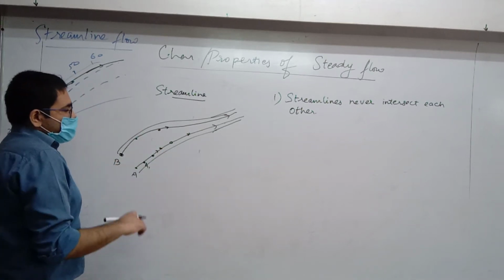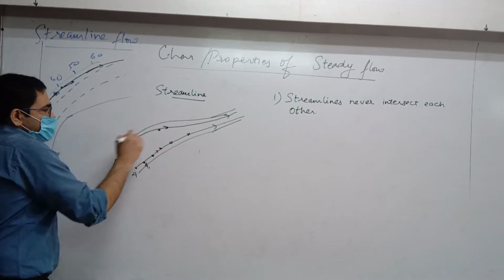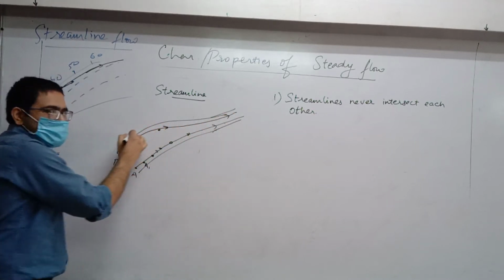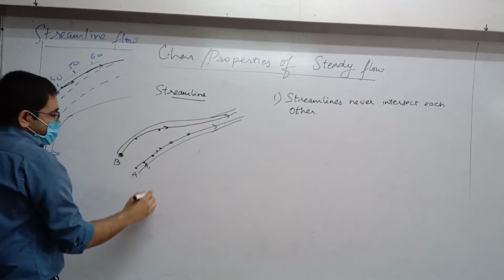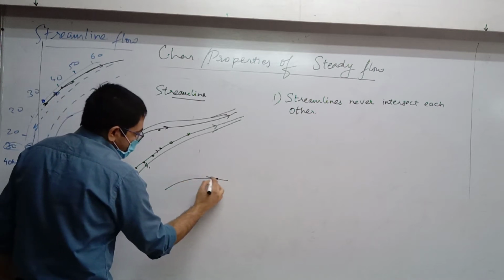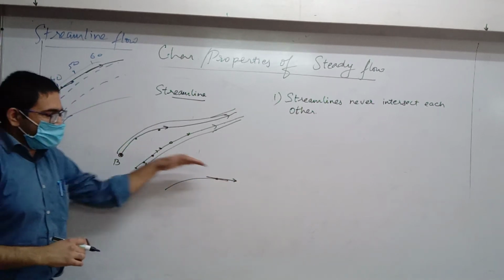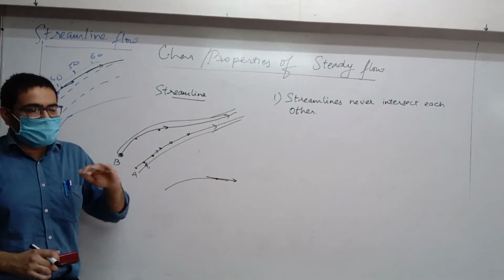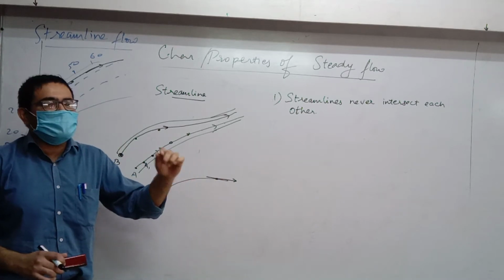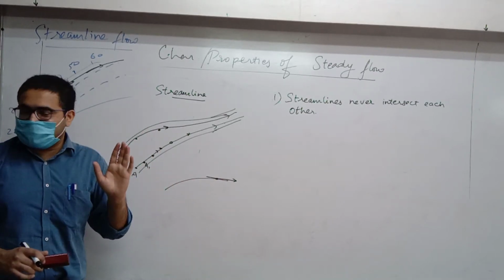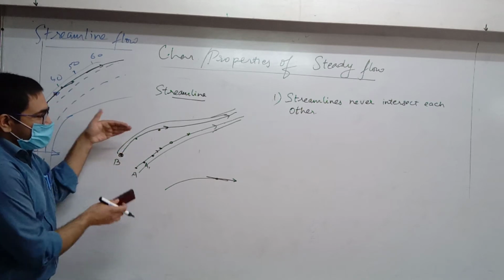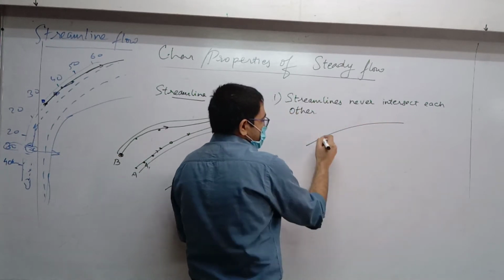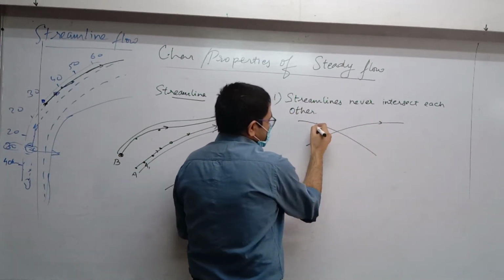Why so? Because do you remember that whenever you draw a path, let's say a particle starting at B moves like this, this is a path. If you draw a tangent to a path, let's say you draw a tangent here, what do you get? A direction to this. It's the direction of velocity. I hope you remember. When you draw a path and then you draw a tangent to the path, you get the direction of velocity, right? So suppose two streamlines would intersect. What would happen? Let's say this is one streamline. Okay, like this. And let's say there is one streamline like this.